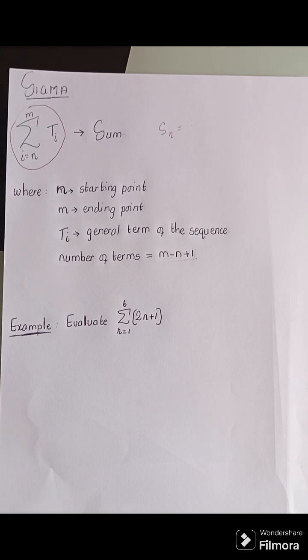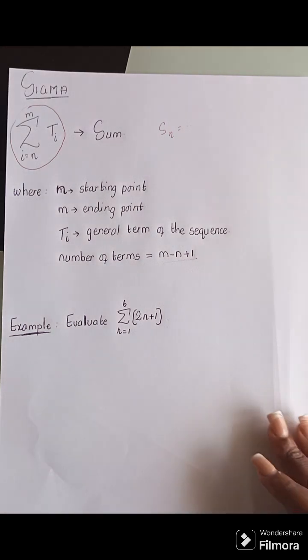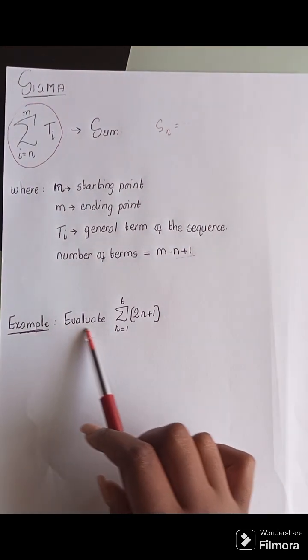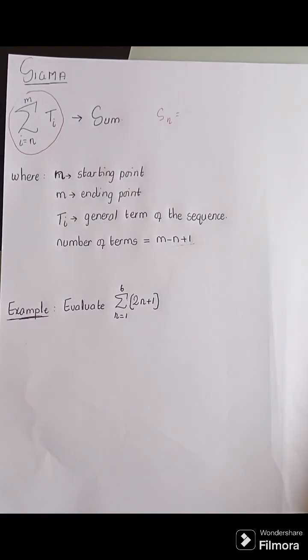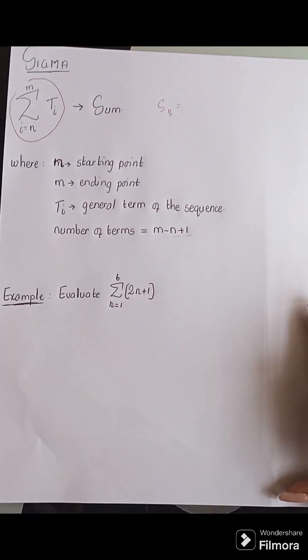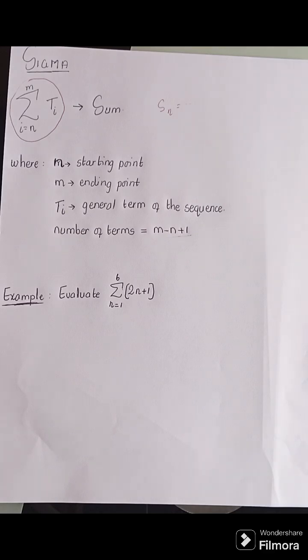I hope it's clear. But to check if everything is clear, let's try to do an example here. In this example, they gave us sigma notation, and the instruction says evaluate. A lot of learners, when they get here, get confused. They don't know what to do.